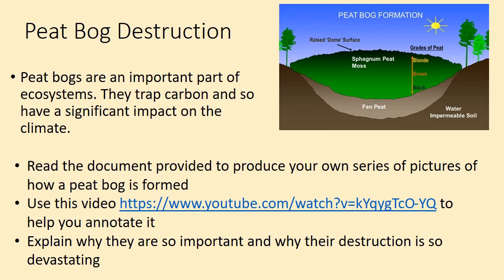Moving on to looking at peat bog destruction. So, as I said, peat bogs are an important part of ecosystems. They become carbon traps, so they have a significant impact on the climate. What I'd like you to do is, I've provided a document in Go for Schools and on Teams for you to read, and it has some diagrams to help you produce your own series of pictures of how a peat bog is formed, because the process of how a peat bog is formed is something you need to be able to understand.